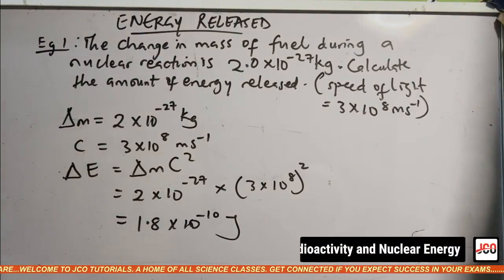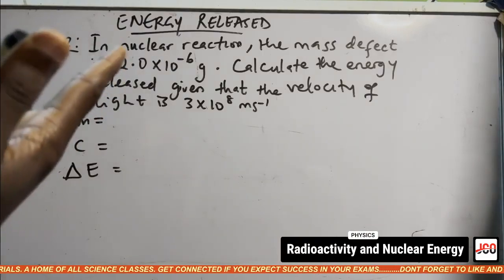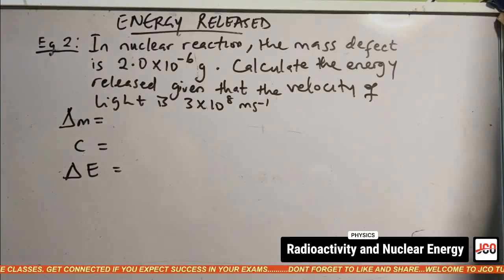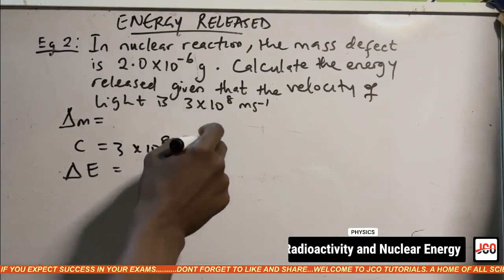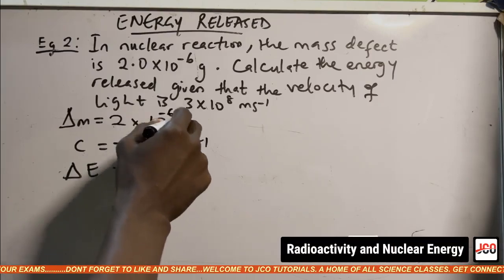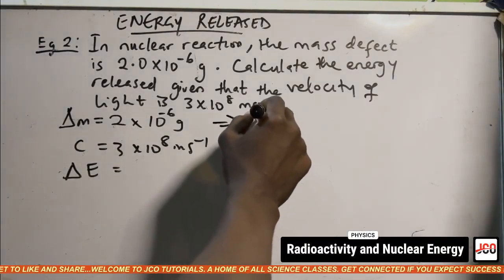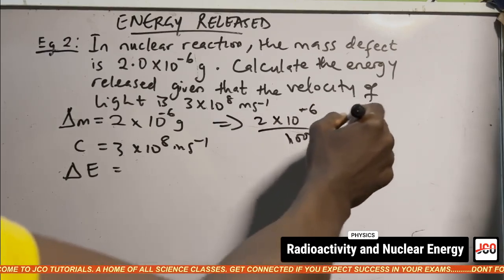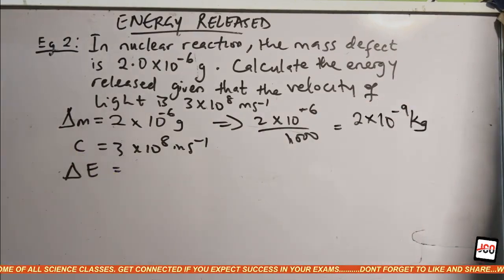Okay, now we have example 2. In a nuclear reaction, the mass defect is this. So find the energy released, given the velocity of light as this, which is a constant, 3 times 10 raised to power 8 meters per second. But you notice that the mass defect here is in gram. You have to convert to kilogram. Please take note: every time you convert from gram to kilogram, you are going to divide by 1000. That will give us 2 times 10 raised to power minus 9 kilogram.